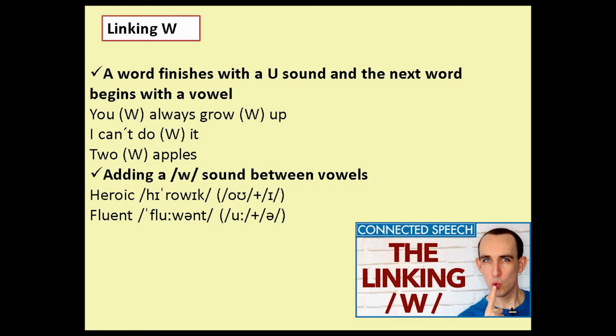And finally, linking W. If one word finishes with an U sound like grow and you, and the next word begins with a vowel, then we put a W sound between these two words. For example, in the sentences: you always grew up. I can do it. Two apples. We can also add a W sound between vowels. For example, the words heroic, fluent.